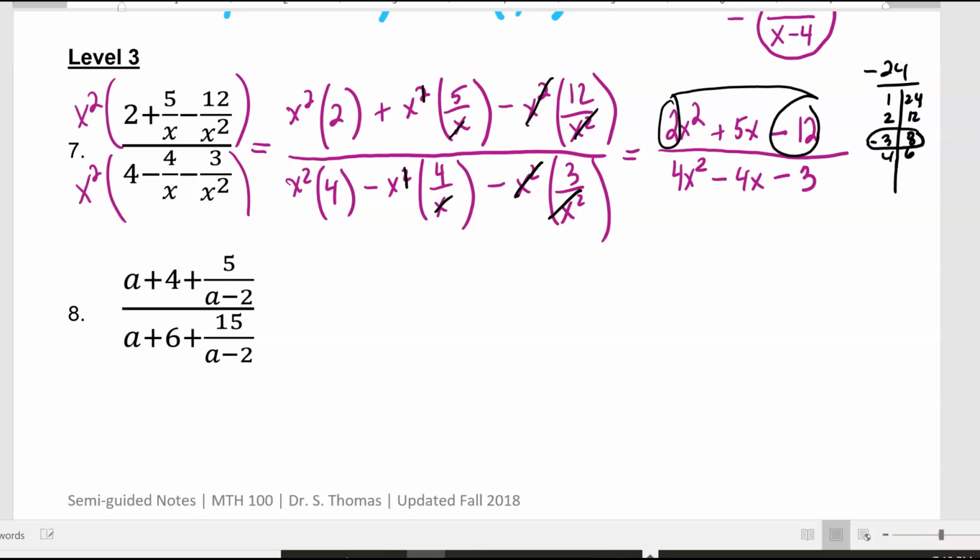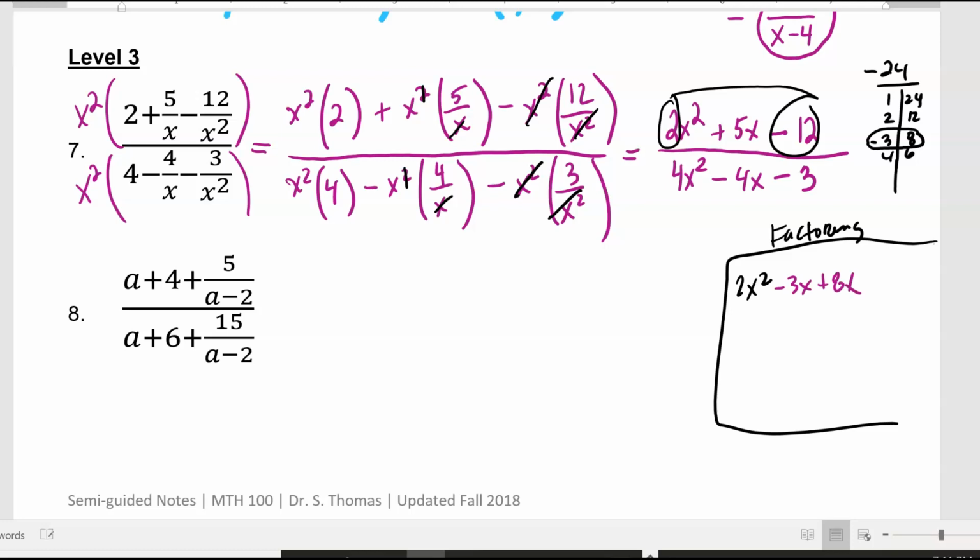So this is my little factoring. I'm factoring off to the side here. So 2x squared minus 3x plus 8x minus 12. We can take out an x there, that's 2x minus 3. We can take out a 4, that's 2x minus 3. So the factors are 2x minus 3 times x plus 4.